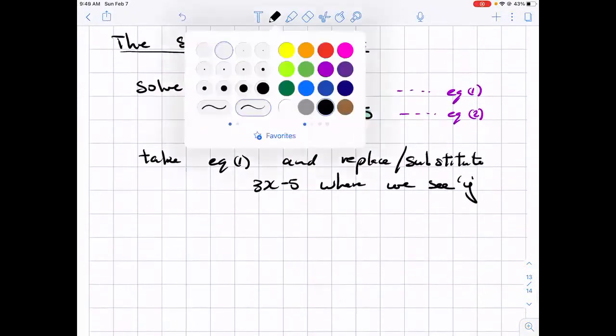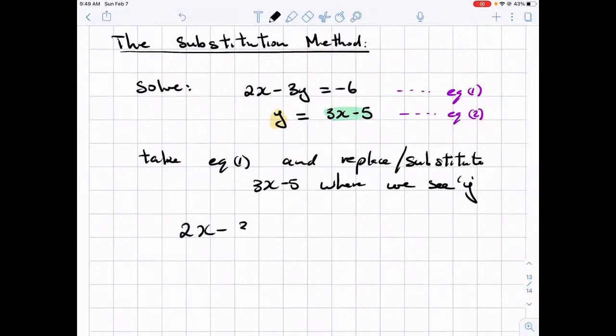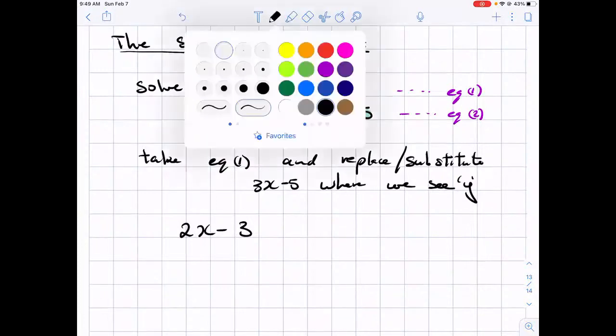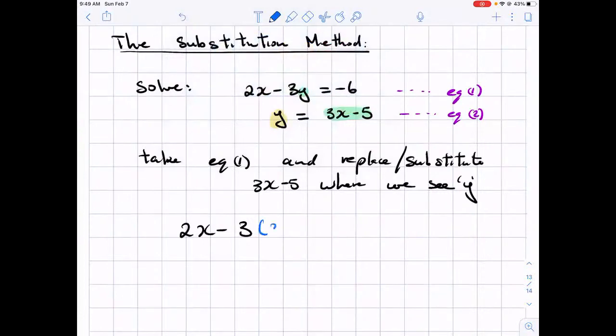Okay, so we have 2x minus 3, but instead of y, I'm going to write 3x minus 5, and that is equal to negative 6. Okay, that was equation 1, right? We got this from equation 1. Remember, equation 1 we know is 2x minus 3y equals negative 6.